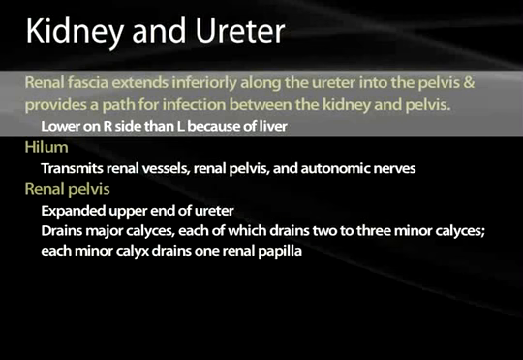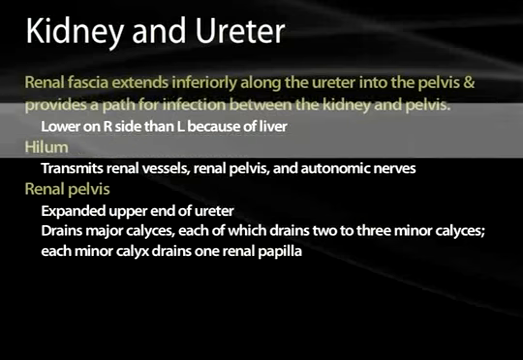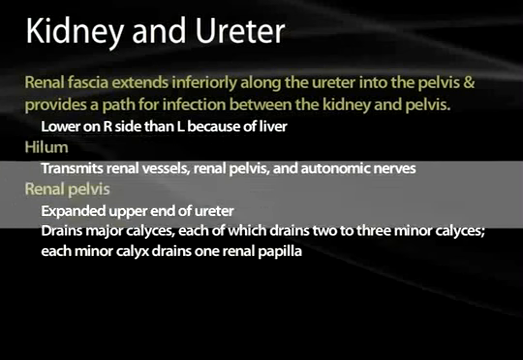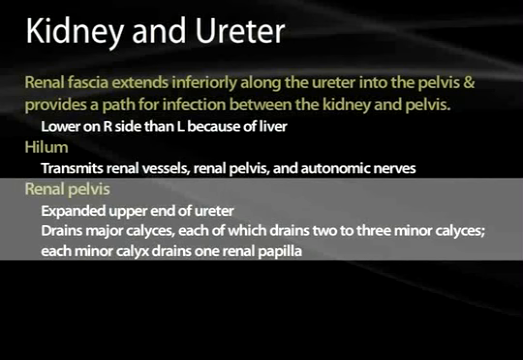Of the two kidneys, the lower of them is the right side because of the liver being in the way. The hilum will transmit the renal vessels and the renal pelvis, as well as the autonomic nerves, into the parenchyma of the kidney itself. And then there's going to be a renal pelvis, which will be the upper expanded end of the ureter, as we've discussed.